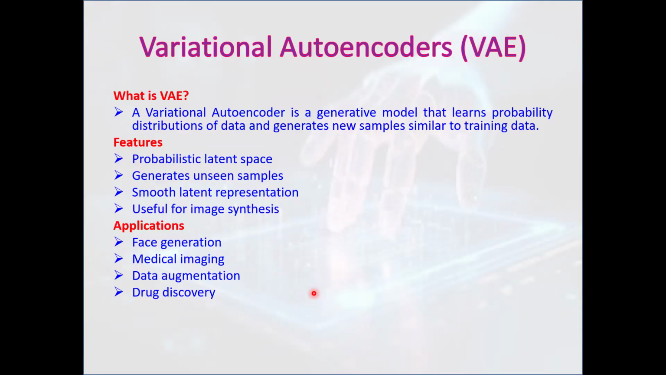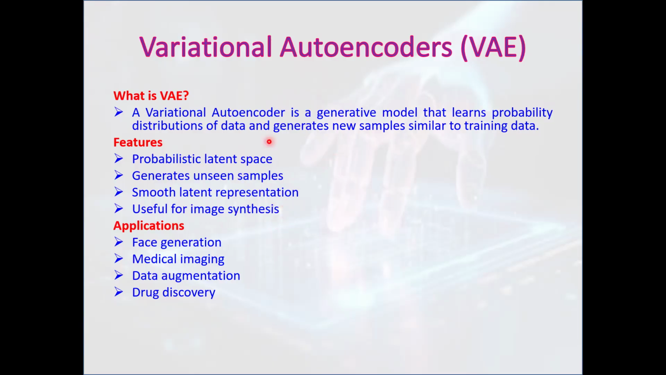Next, the important type is the variational autoencoder. What is VAE? A variational autoencoder is an advanced type of autoencoder that combines deep learning with probability theory. Unlike traditional autoencoders, which learn fixed latent representations, VAEs learn probability distributions of data. This allows them to generate new samples that resemble the training data while maintaining diversity and realism. And the main features are: probabilistic latent space, generates unseen samples, smooth latent representation, useful for image synthesis.